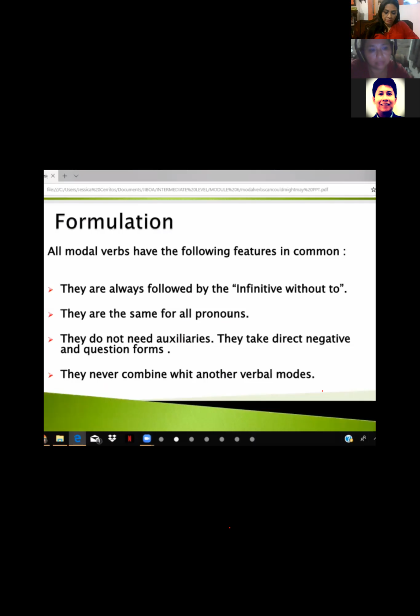For example, I can write a lesson. She can go to the supermarket. Or we all should study. We should study the lesson. Okay, very good.